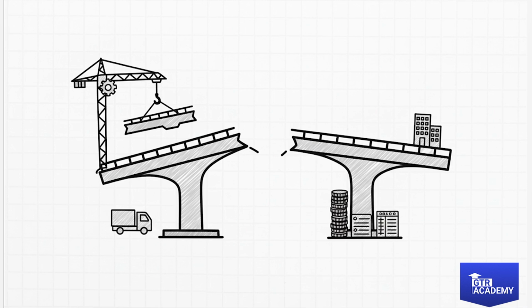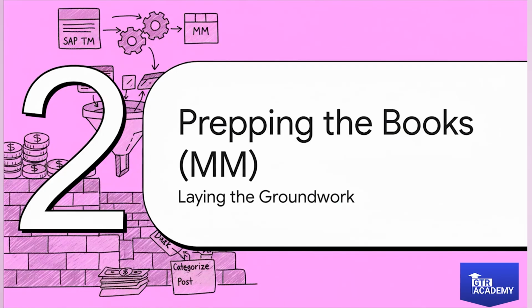Then you have the logistics side, TM. They're building the on-ramp to the bridge, gathering up all the real-world shipping costs and getting that data ready to send across. We're going to see exactly how both sides are built and then how we connect them right in the middle. Okay, first things first, we have to lay the groundwork on the financial side of things.